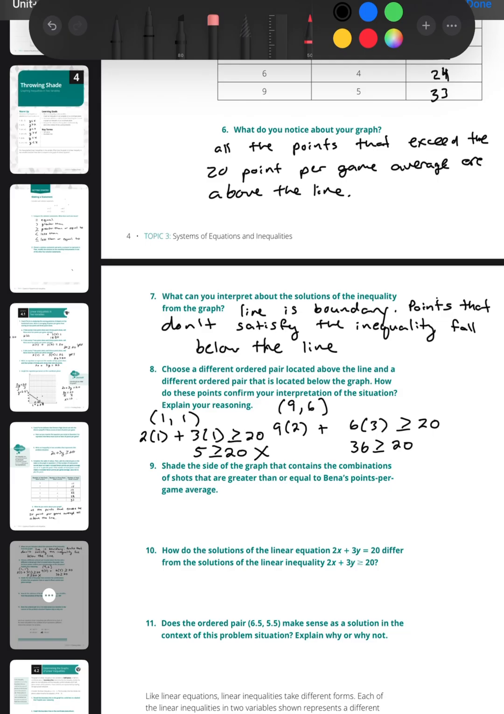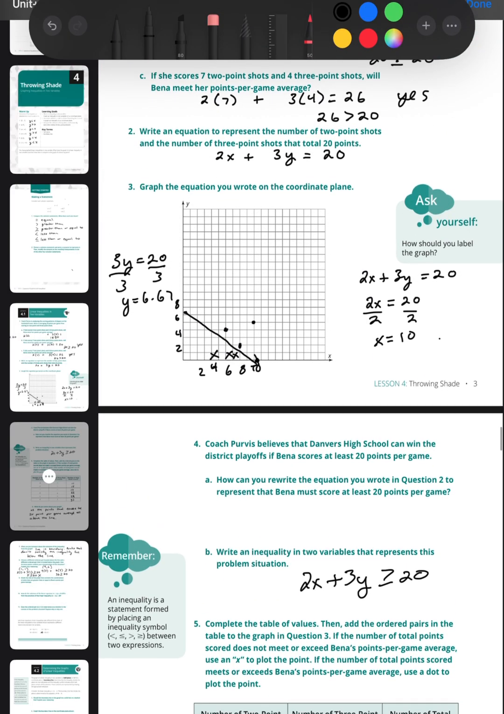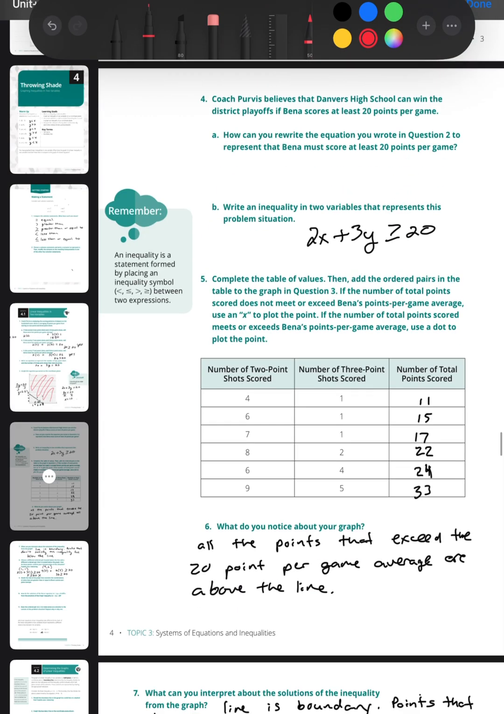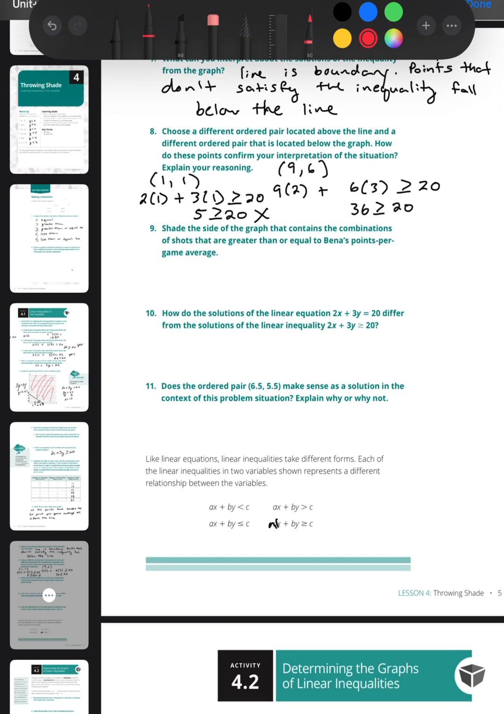So 9 says shade the side of the graph that contains the combination of shots that are greater than or equal to Benna's points per game average. So this is how we showed the solution set for an inequality. Essentially, if we go back to our graph, we would shade above that line since it's a greater than inequality. And 10, how do the solutions of the linear equation 2x plus 3y equals 20 differ from the solutions of the linear inequality 2x plus 3y is greater than or equal to 20? Well, equal is only the points on the line.